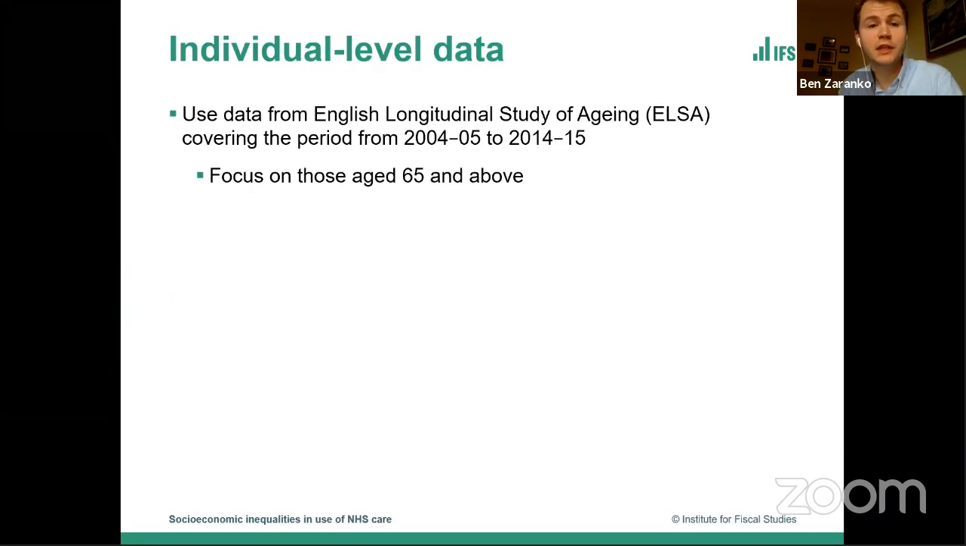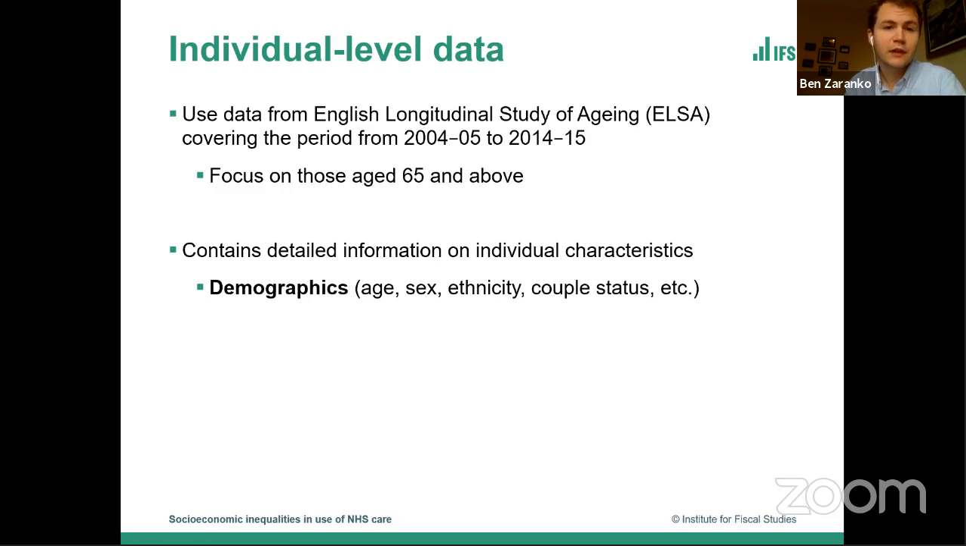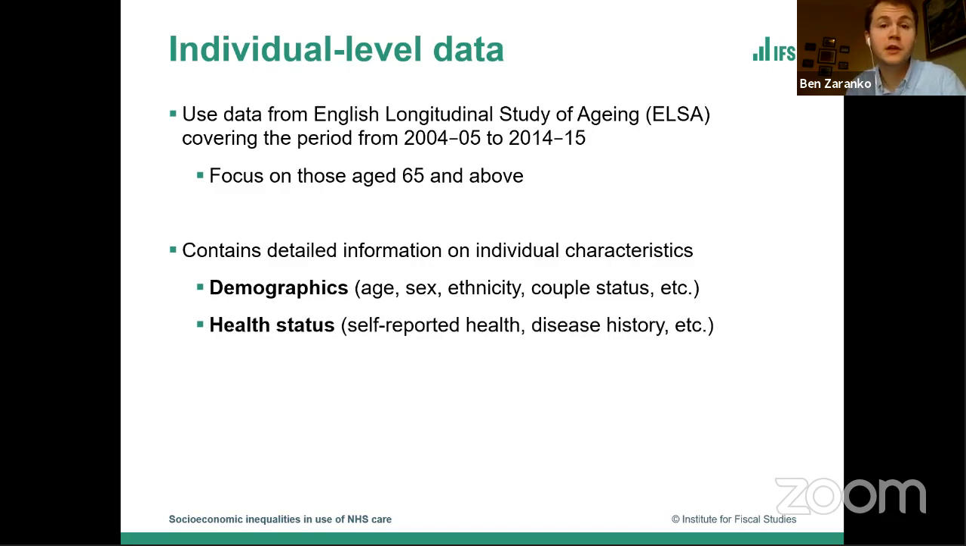So the first half of this is the individual side. We're using data from ELSA covering a 10-year period from 2004-5 to 2014-15. And we focus on those aged 65 and above, who are the heaviest users of healthcare in England. And that contains detailed information about their demographics, so their age and their sex and their ethnicity and so on, and also, importantly, lots of information about those individuals' health status.